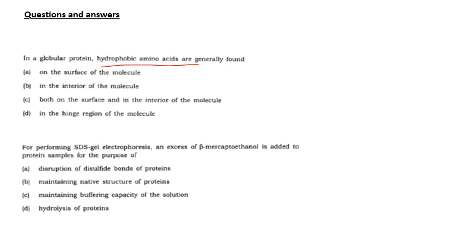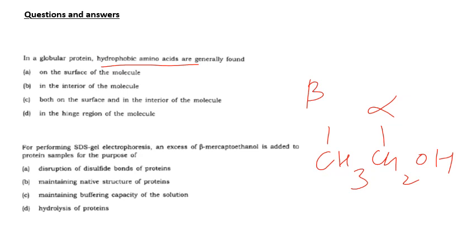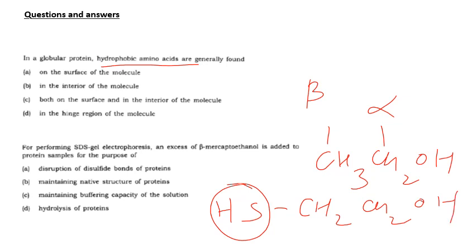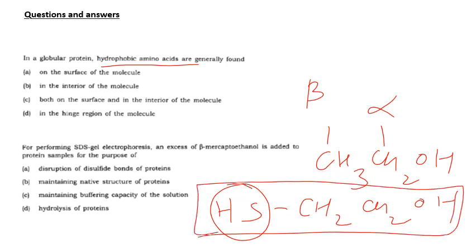So beta-mercaptoethanol, ethanol, as you know, is CH3CH2OH. This is my alpha carbon, this is my beta carbon. If I have to put a mercapto group, it's going to be an SH group, and a mercapto group is an SH group. So now that you have the beta-mercaptoethanol structure, you know what exactly it would be doing to the proteins.